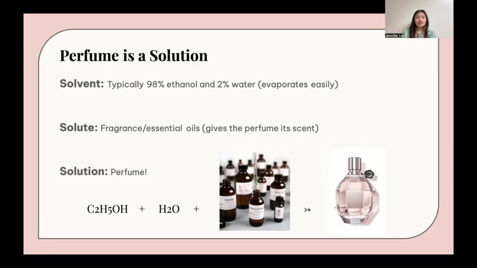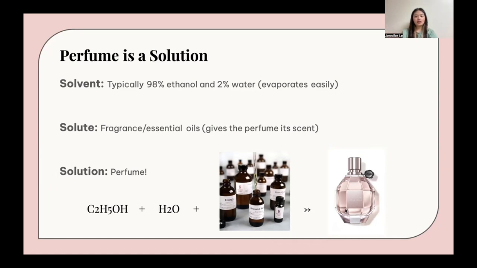Perfume is a solution, which means it's made by mixing one or more substances together to create a homogeneous mixture. The solvent is what makes up most of the perfume. According to Neurobiology of Sensation and Reward, a typical perfume is made with about 98% ethanol and 2% water. Ethanol is great for perfume because it evaporates really easily, so it helps the scent spread through the air without leaving your skin feeling wet.